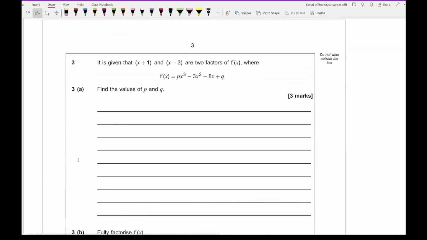Then moving on to question 3, it says it is given that x plus 1 and x minus 3 are 2 factors of f of x, where f of x equals px cubed minus 3x squared minus 8x plus q. Find the values of p and q. So taking each of these factors, we know that when x is minus 1, f of x is going to equal 0, and we know that when x is 3, it also equals 0.